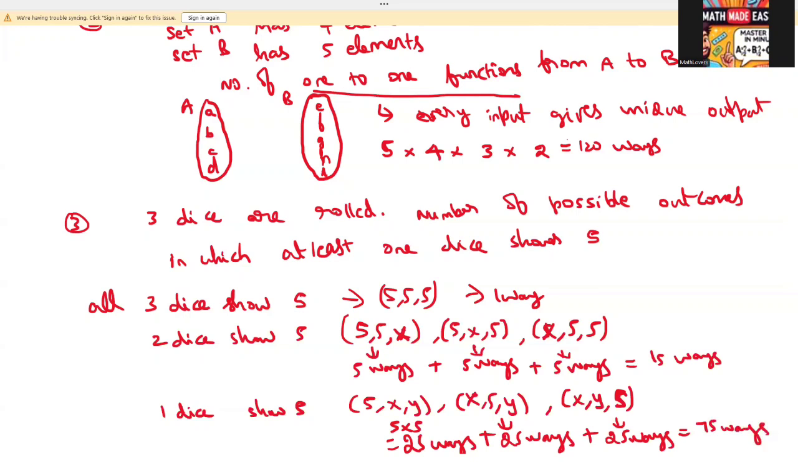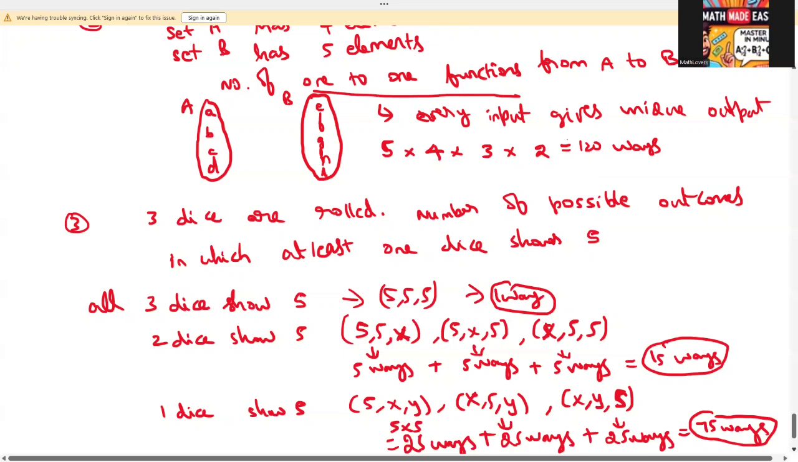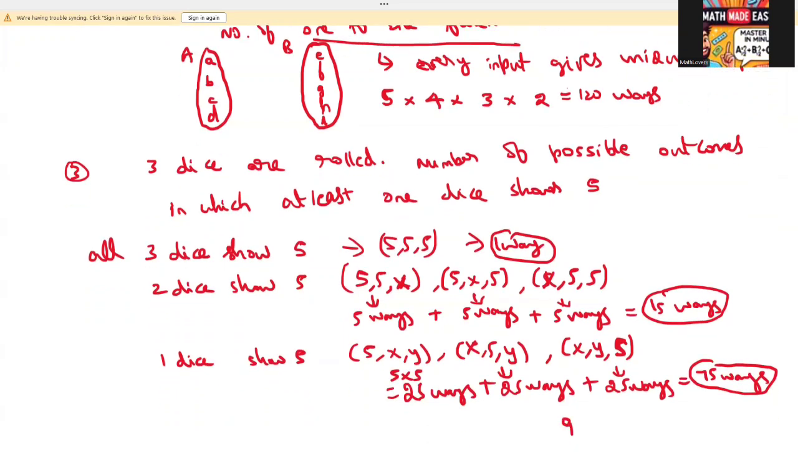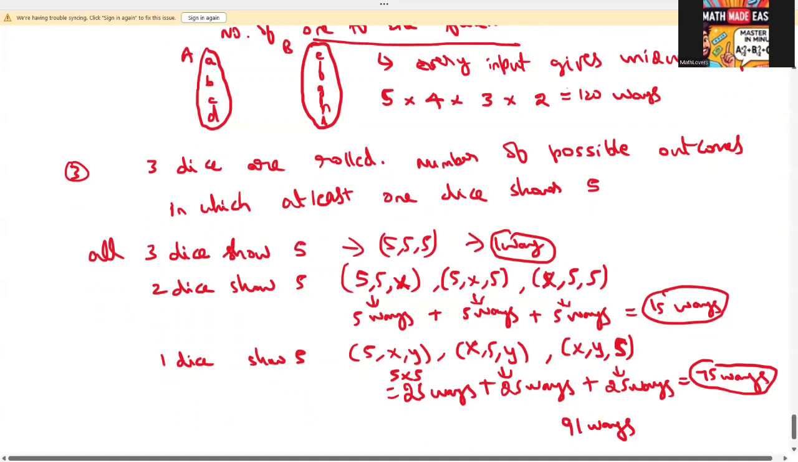For the final answer, we need to add all these numbers of ways. So one way, 15 ways, so 1 plus 15 is 16, plus 75. Altogether, we have 91 ways in which at least one die will be showing 5.